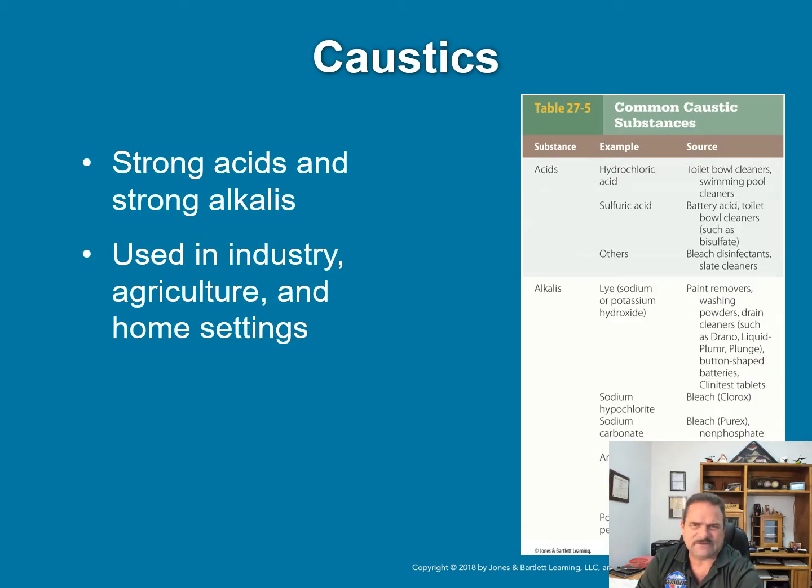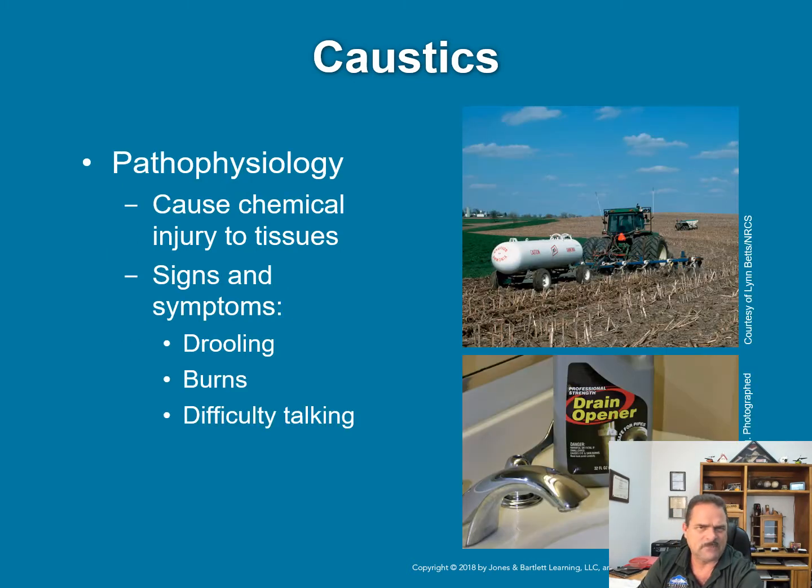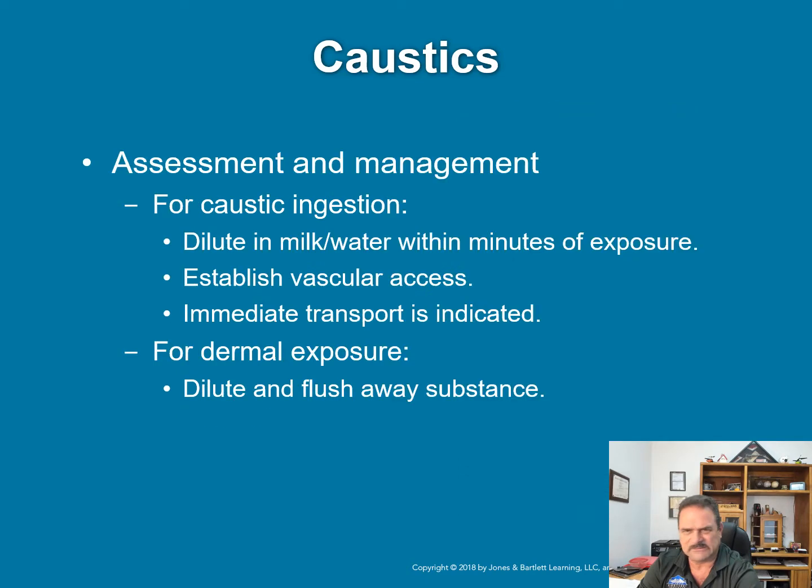All right, so caustics. Here you go. Substance, example, and sources, acids and alkalis, table 27-5. Lots of industry out there use both of these items. And so you can see here under sources what all is an alkali and what's an acid out there. Pathophysiology, it causes chemical injuries to tissue. Signs and symptoms: drooling, burns, and difficulty talking. As you can see, here are different applications for different caustics.